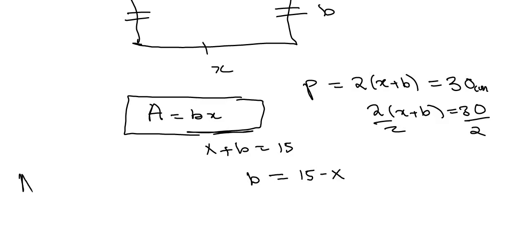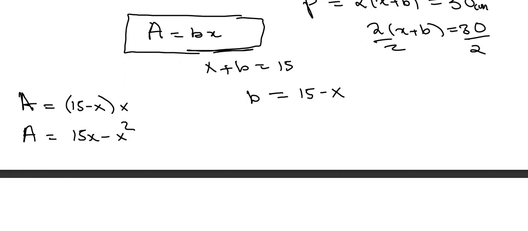So now in the area, wherever there is b, we'll put 15 minus x. Then we have an x this side. So the area is simply going to be 15x minus x squared. That was the answer for the first one. Okay. So once you get this, this is now a quadratic.